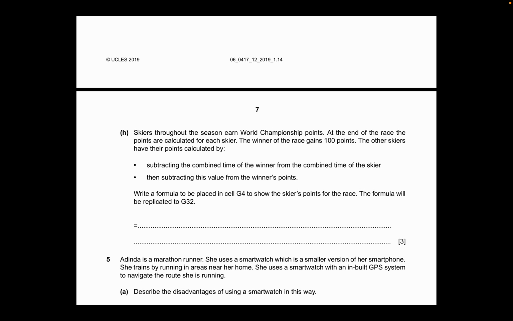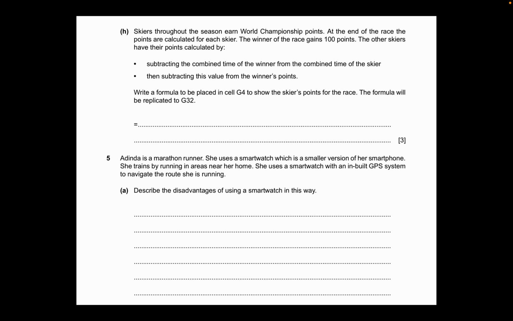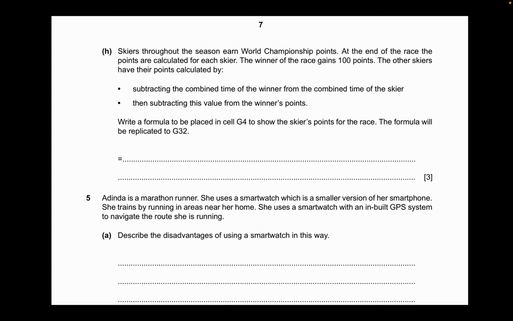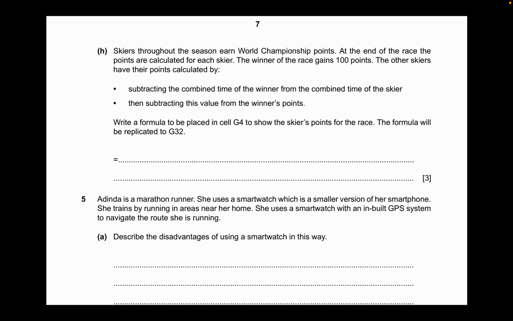The next question states that the skiers throughout the season earn world championship points. At the end of the race, the points are calculated for each skier. The winner of the race gains 100 points. The other skiers have their points calculated by subtracting the combined time of the winner from the combined time of the skier, then subtracting this value from the winner's points. Write a formula to be placed in cell G4 to show the skier's points for the race. The formula will be replicated to G32.